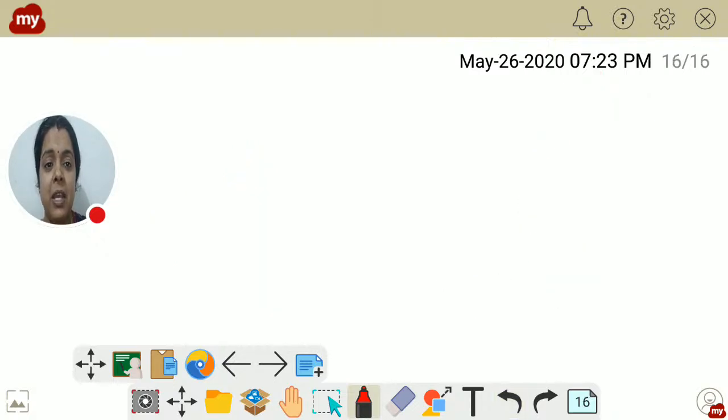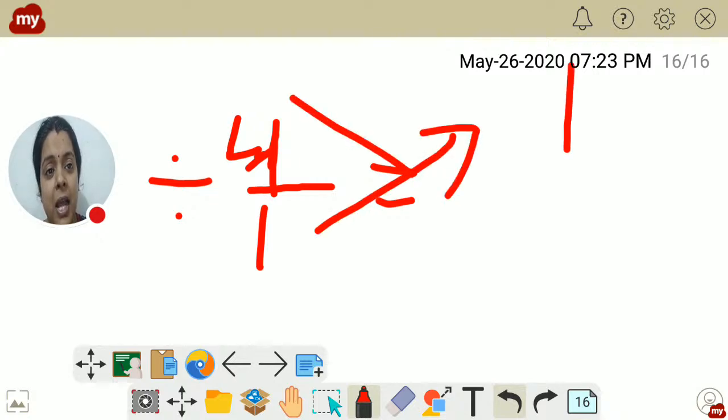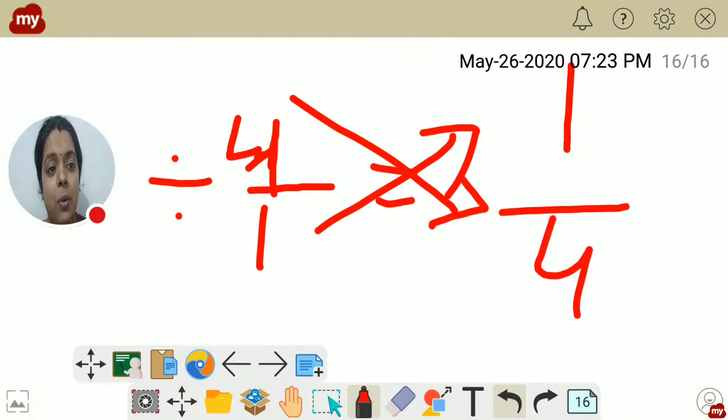The correct way is to draw a line in the center and here. So what you find here? 4 by 1. Now you have to shift it to the right hand side. So when you want to shift it to the right hand side, this will go up and this will come down. I can say it will go for the cross. It will just go crisscross.